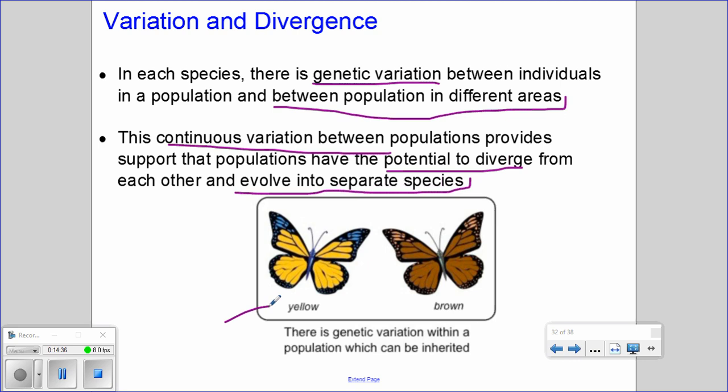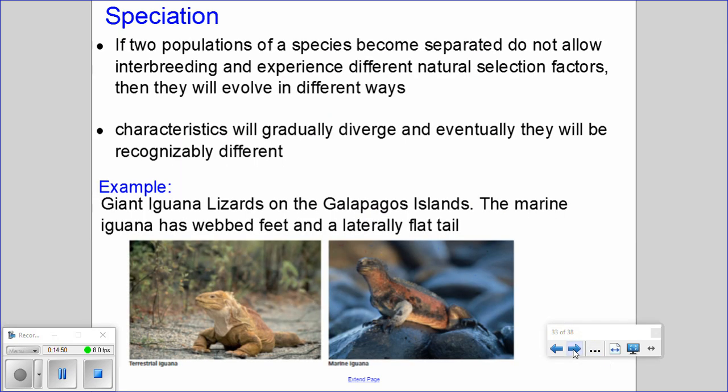As an example of this variation that can exist, in monarch butterflies you can have a yellow variation or a brown variation. And so with this continuous variation, where you have these traits that can vary in populations, this over time can allow speciation to occur, new species to arise.